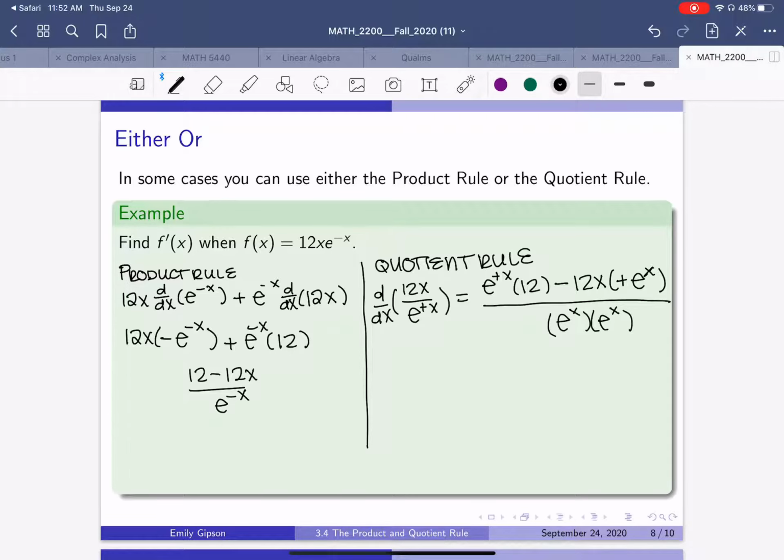So it should look a little something like this. And now we can factor an e to the x from the top and an e to the x from the bottom, and we get 12 minus 12x over e to the x times 1. So we do indeed get 12 minus 12x over e to the x. So in this case, you can use either the product rule or the quotient rule. And for me, the quotient rule is always pretty cumbersome to deal with, so if I can use the product rule instead, I usually do.